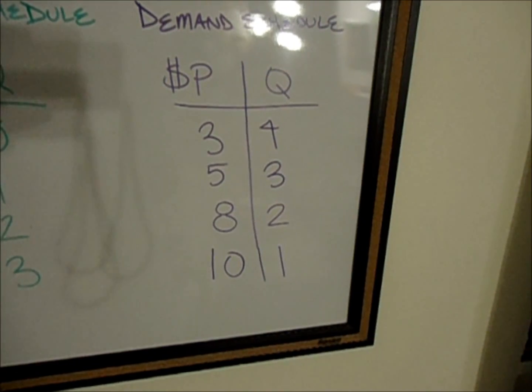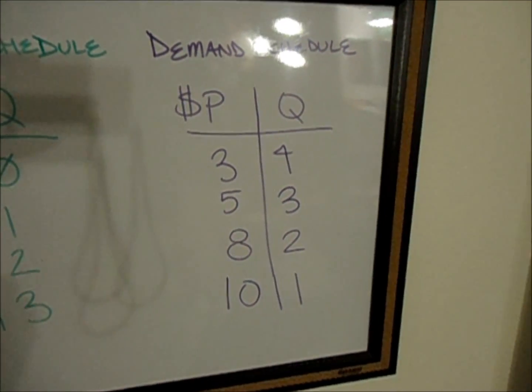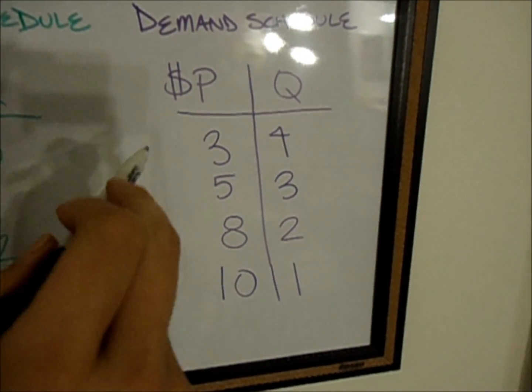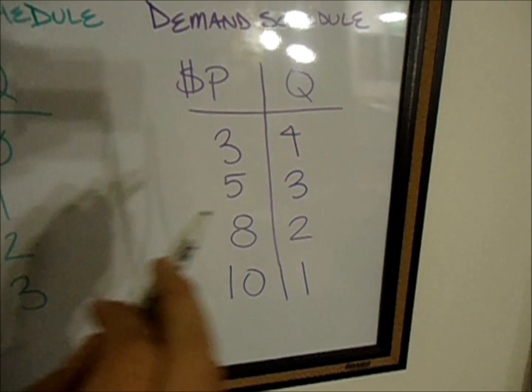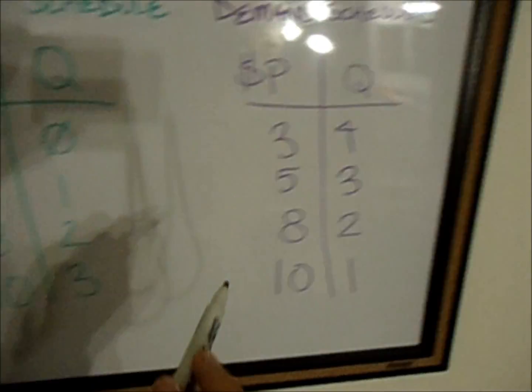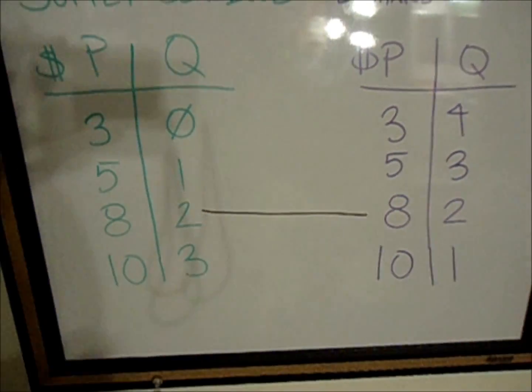Now let's look at the demand schedule. The demand schedule is the firm's willingness to pay. So, at the price of $3, the firm is willing to pay 4 people to work. At $5, 3 people. $8, 2 people. $10, 1 person. As we can see, the equilibrium would be $8 for 2 people to work.